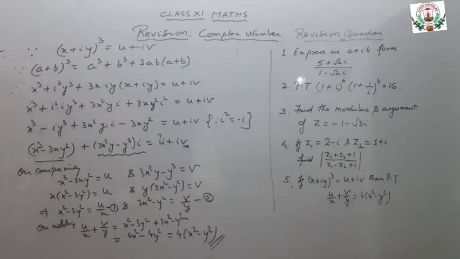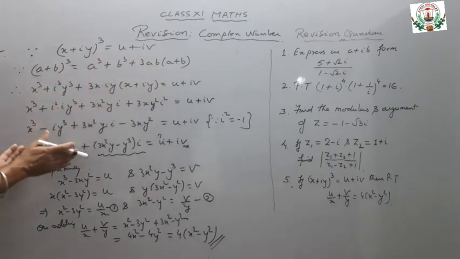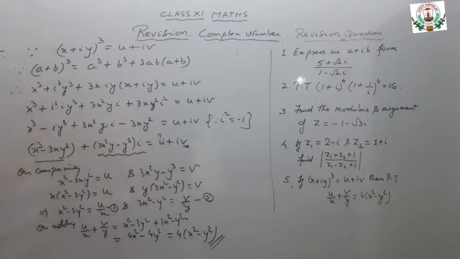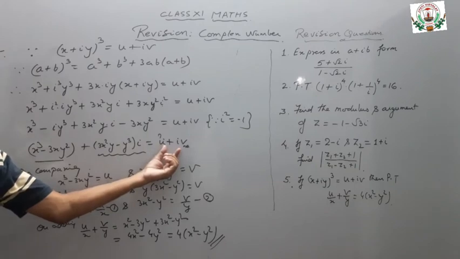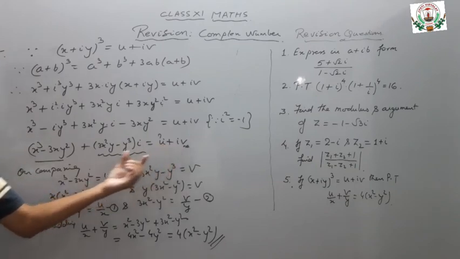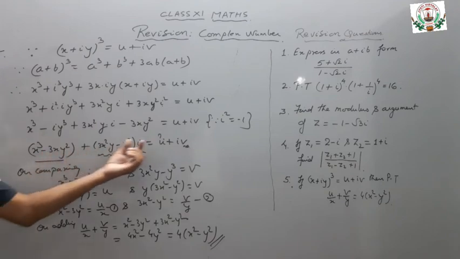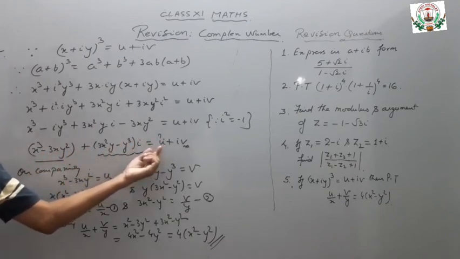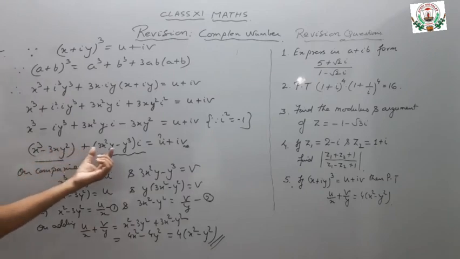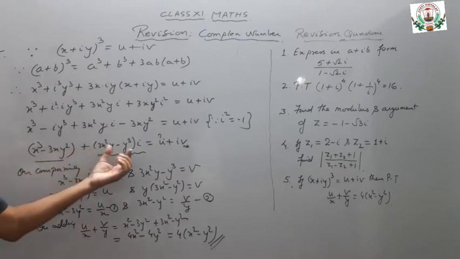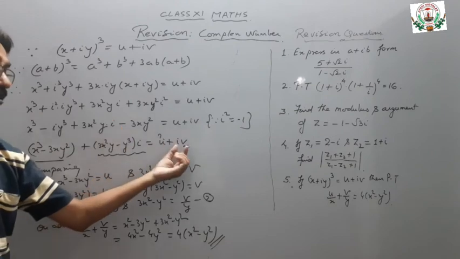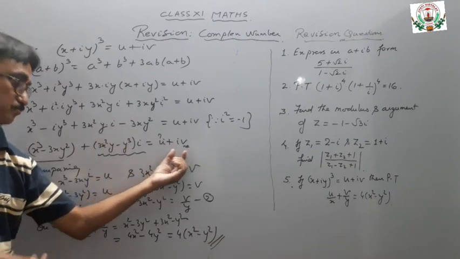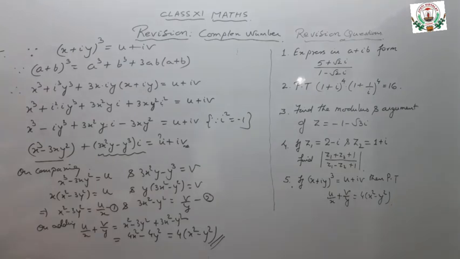First we apply the formula of a plus b the whole cube, a cube plus b cube plus 3ab into a plus b. Simplify, get it in the form of a plus ib in the form of real and imaginary part, and then you compare with RHS real and imaginary part. So real part x cube minus 3x y square will be equal to real part of RHS u, and imaginary part 3x square y minus y cube will be equal to the imaginary part of the RHS, that is v, and then you can simplify it.